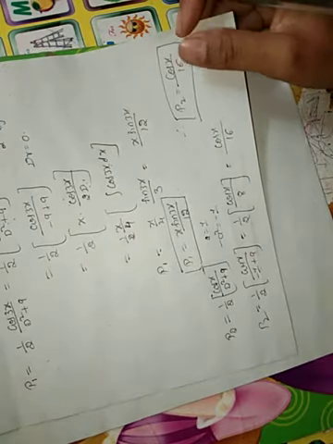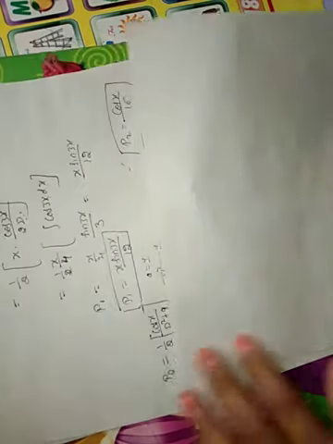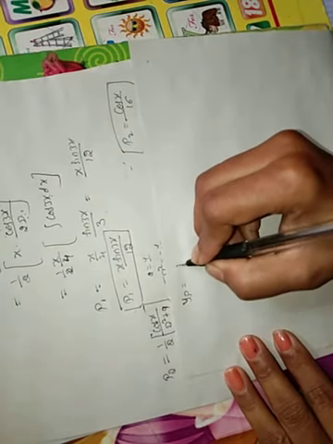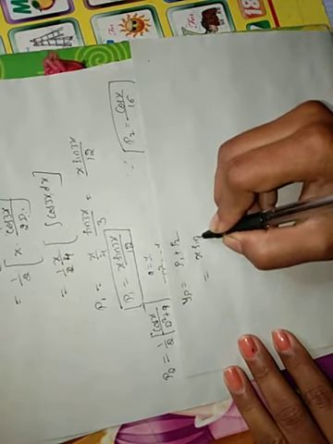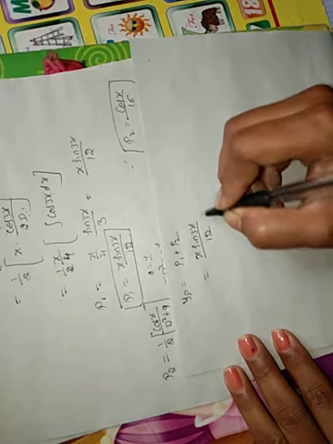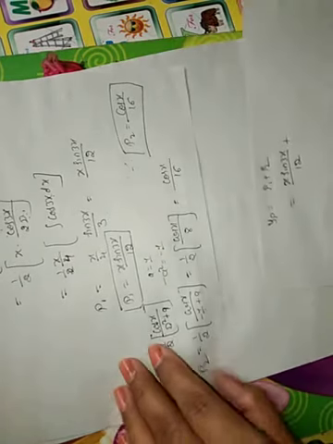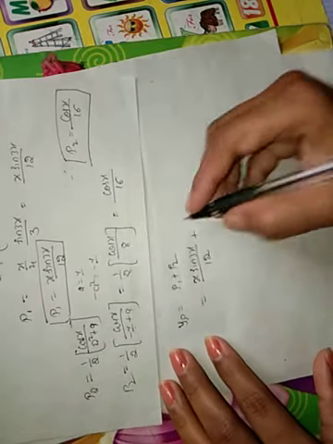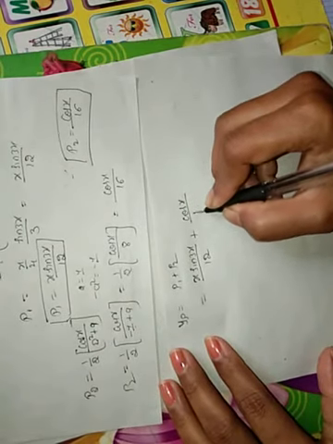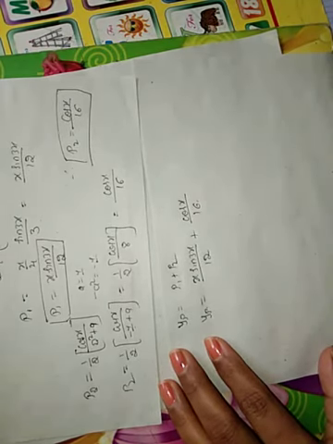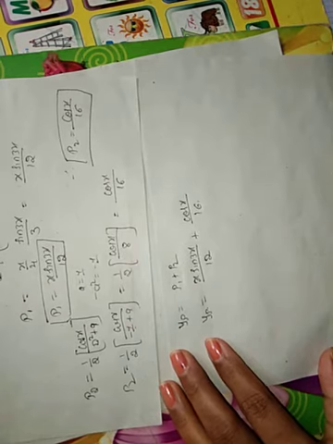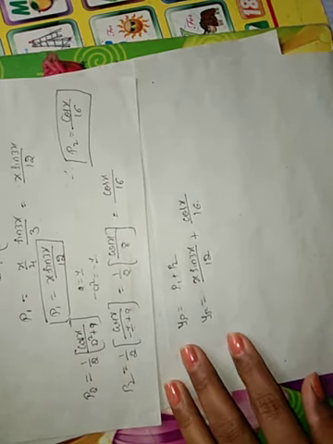So now write down the YP. YP is equal to P1 plus P2. P1 is equal to x into sin 3x divided by 12. P2 is equal to cos x divided by 16. That is our particular integral. So our particular integral is equal to x sin 3x divided by 12 plus cos x divided by 16.